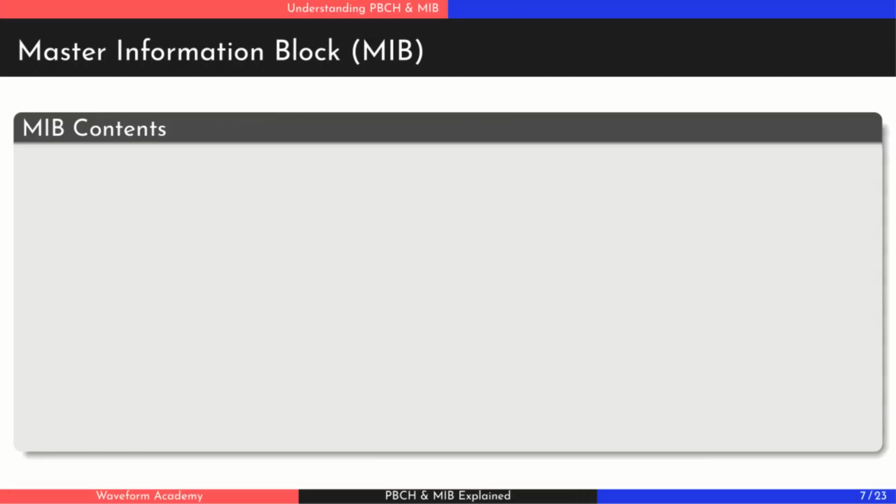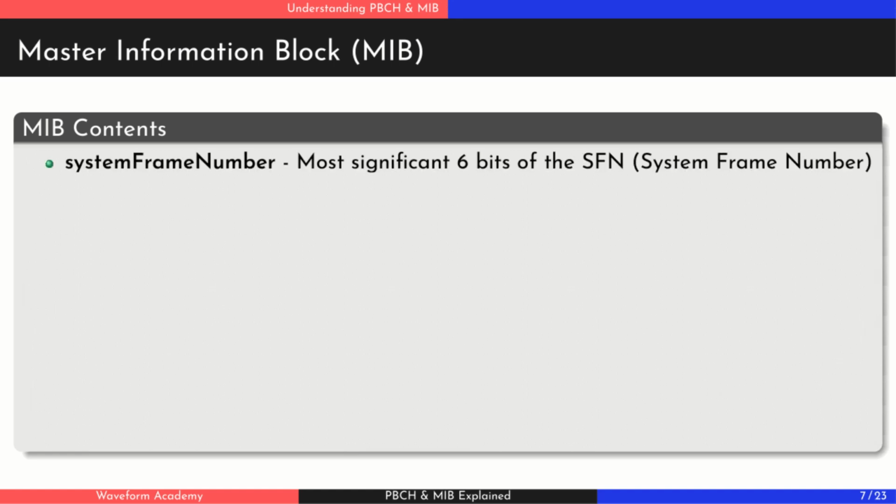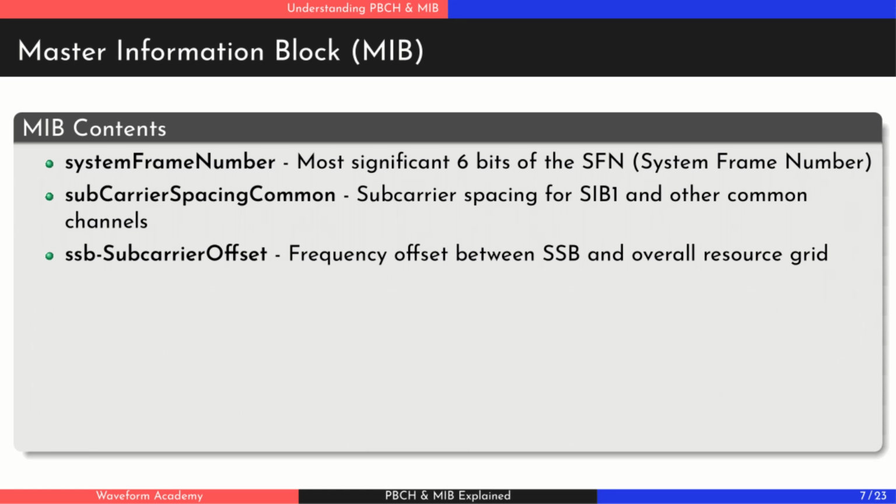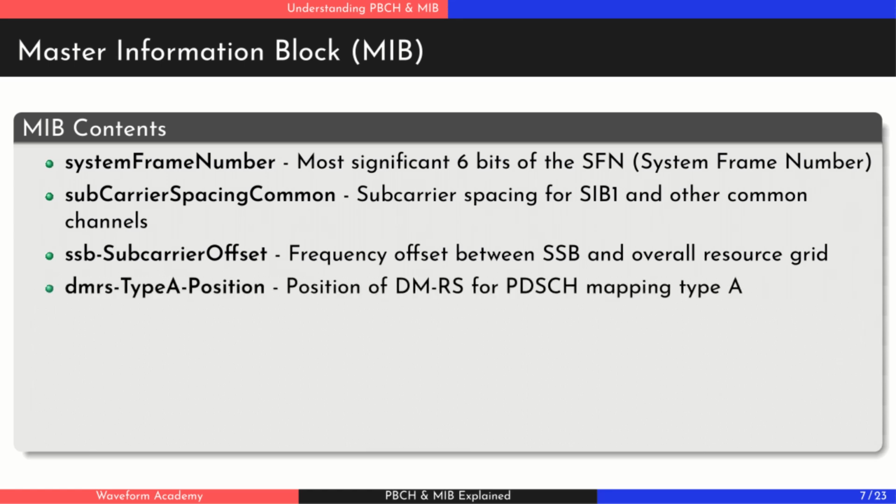After equalizing the PBCH using the DMRS, the UE can finally decode its most important content, the master information block. It provides the system frame number and the subcarrier spacing used by common channels such as the PDCCH and PDSCH. It also tells the UE the SSB's frequency offset and the position of DMRS within the PDSCH, which are important for proper decoding of subsequent data.